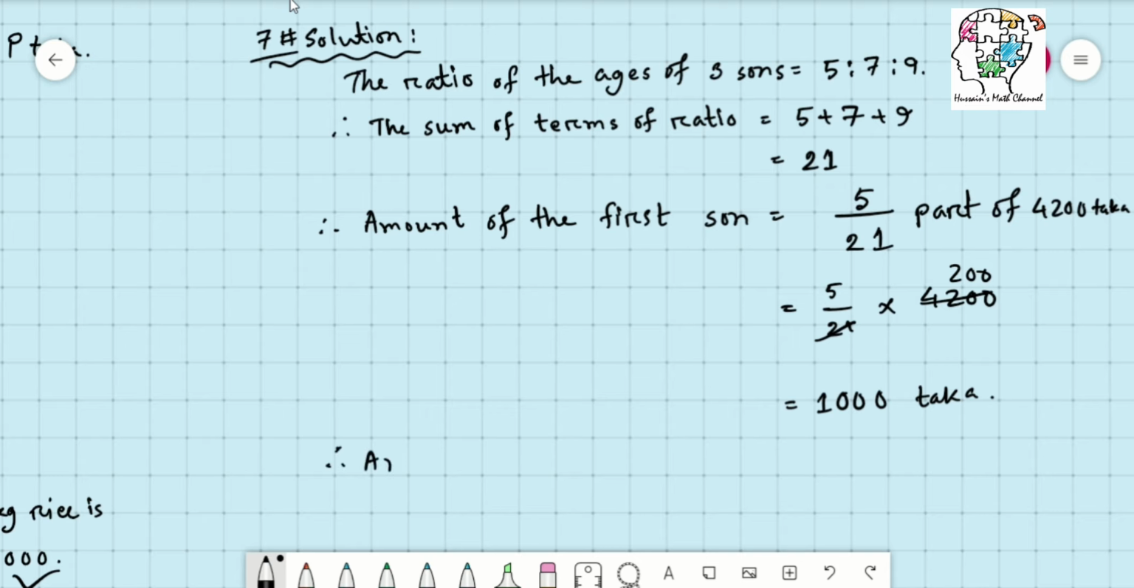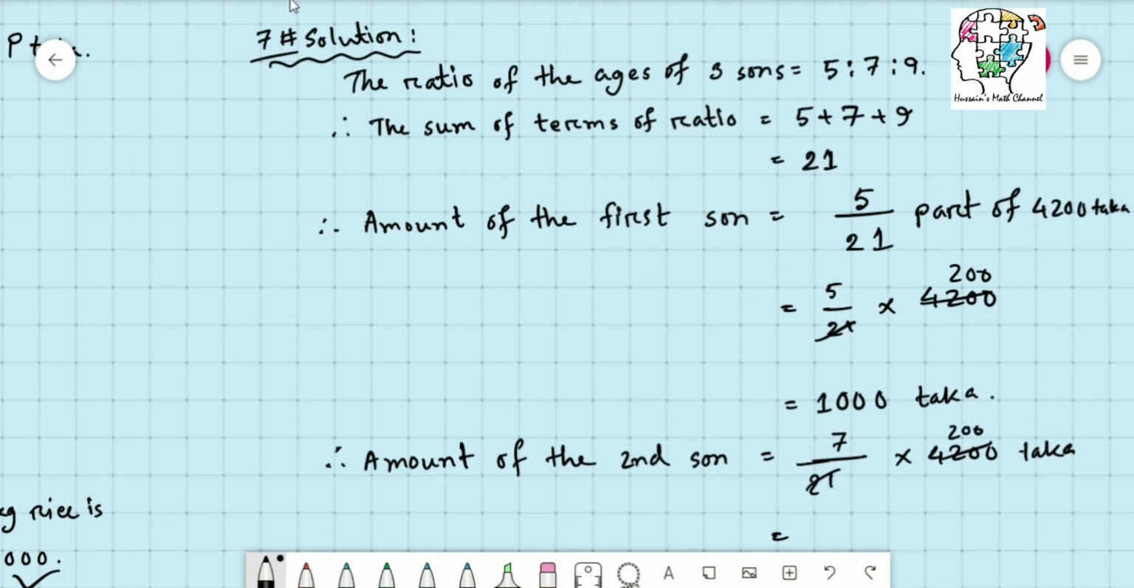Therefore the amount of the second son will be 7 divided by 21 times 4200 taka, and it will be 21 twos are 42, and it will be 1400 taka. This is the amount for the second son.